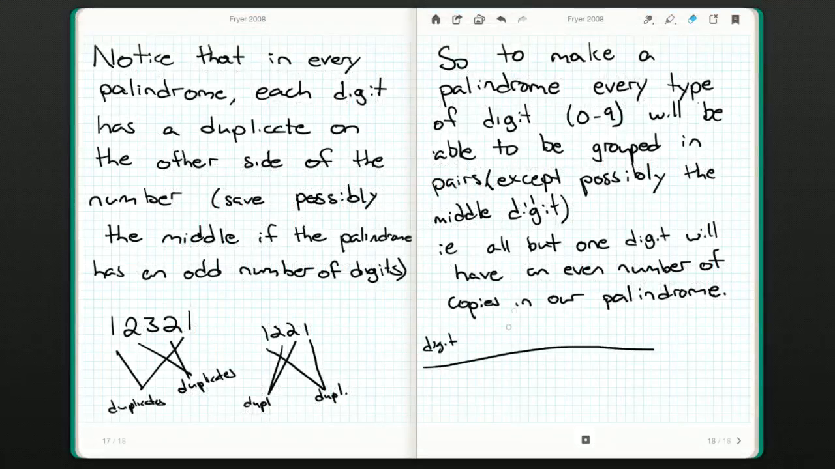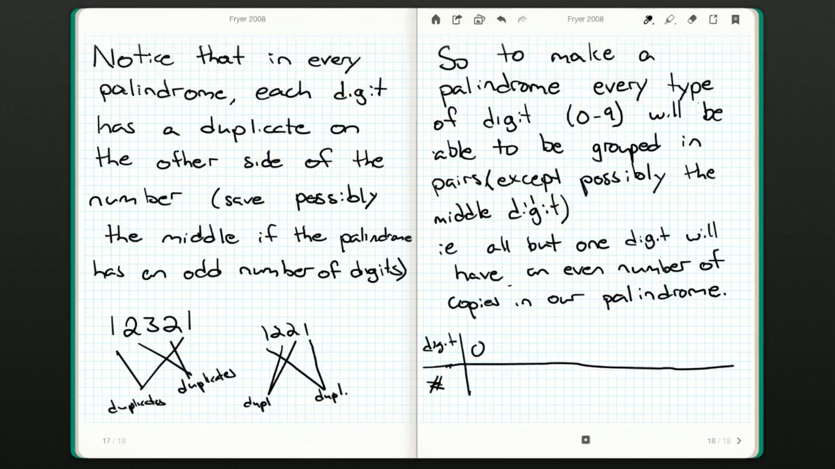That's a terrible horizontal line. Genuinely makes you appreciate why I usually draw vertical lines. So there are 3 zeros. We'll have 1s, we'll have 2s, we'll have 3s, we'll have 4s, 5, 6, 7, 8, and at the very end we'll have 9.